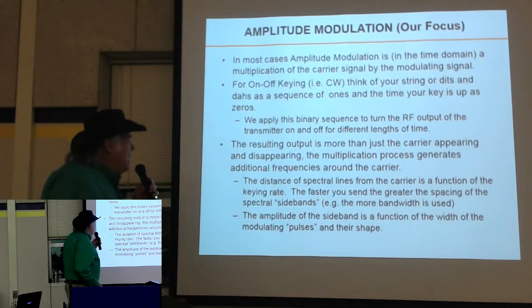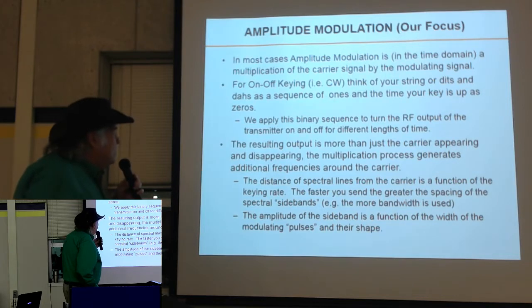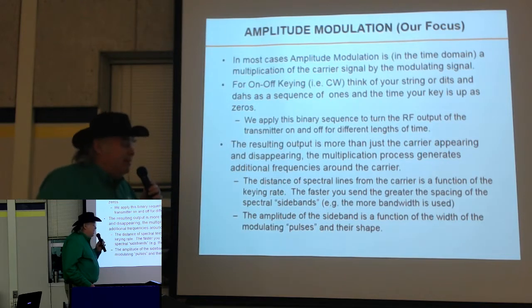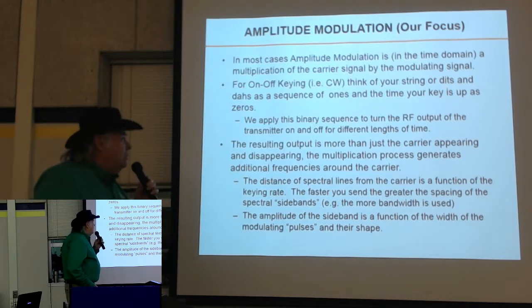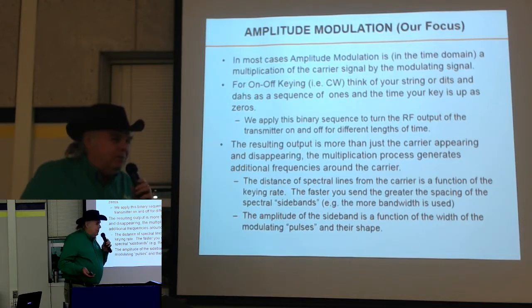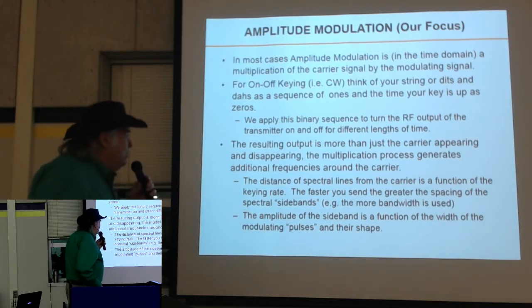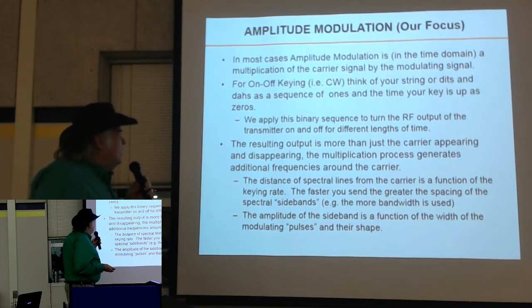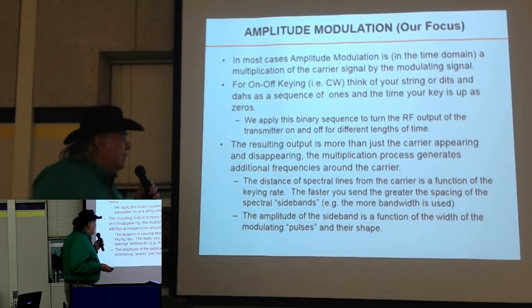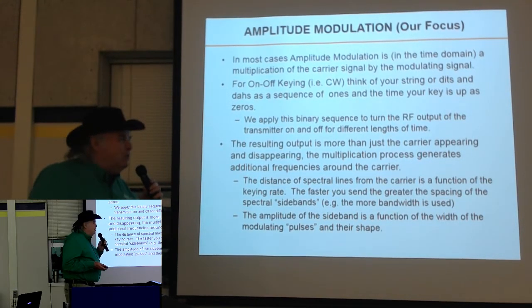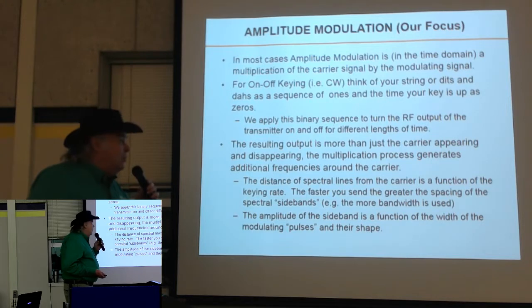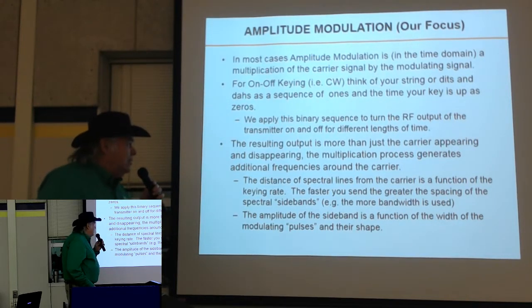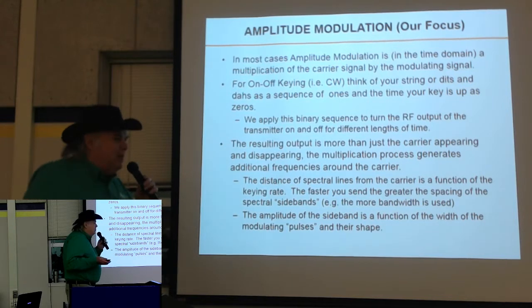So let's go on to AM, which is really what I want to talk about. What AM is, in the time domain, is a multiplication of the carrier signal by our modulation. Mathematically, it's multiplication. So when I come to CW keying, think of your dots and dashes, your dits and dahs, as a sequence of 1s and 0s. You apply this binary sequence to turn the RF off and on for various lengths of time. So we're actually, quote, amplitude modulating the signal a little bit.